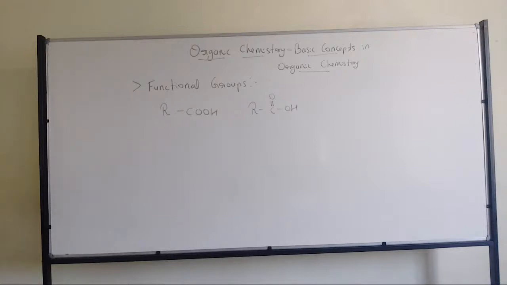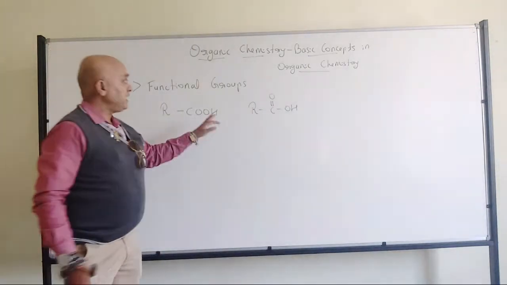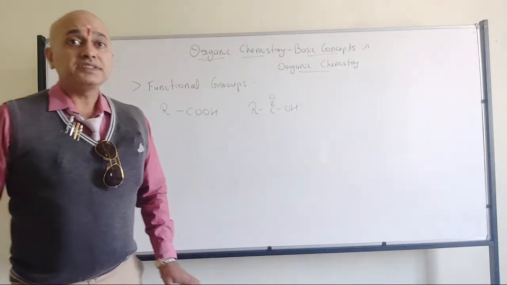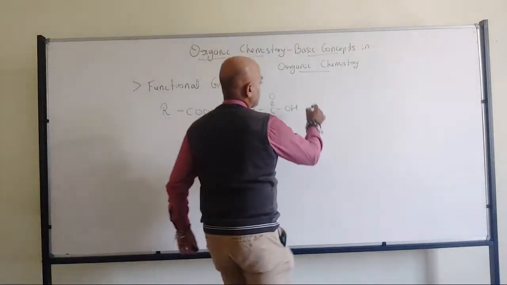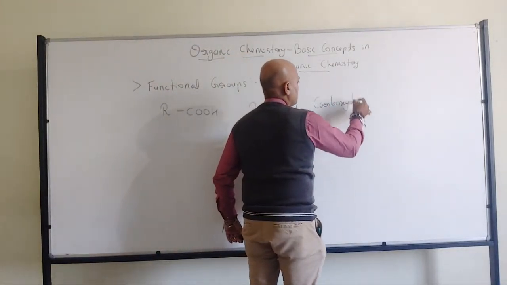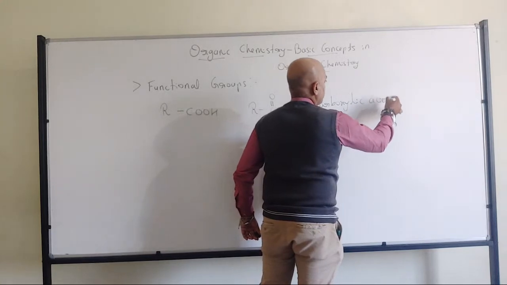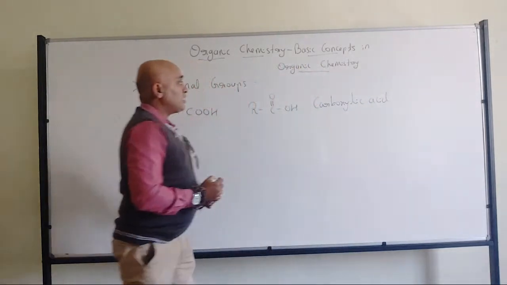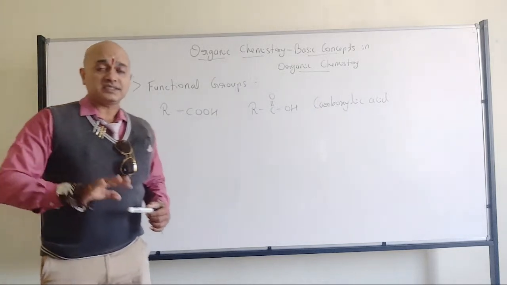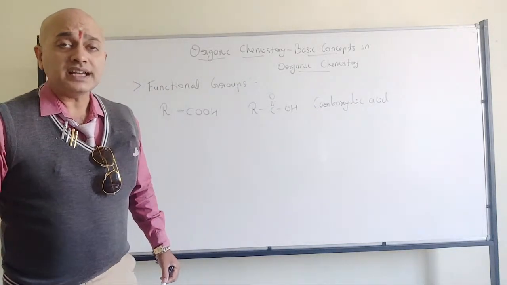Okay. So that's where we have the different ways we can represent the carboxylic acid, which is a functional group. The carboxylic acid functional group. Okay. So why is it called an acid? Carboxylic acid. Why do we call it an acid?